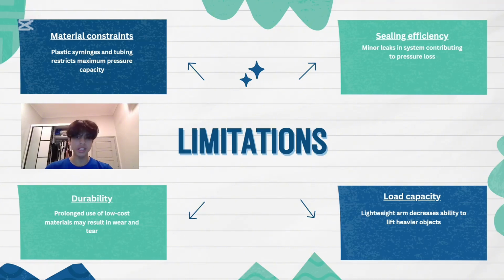Secondly, the sealing efficiency. The non-effectiveness of the sealing from the syringes and the tubing will cause pressure loss. The minor leaks in the system contribute to pressure loss.